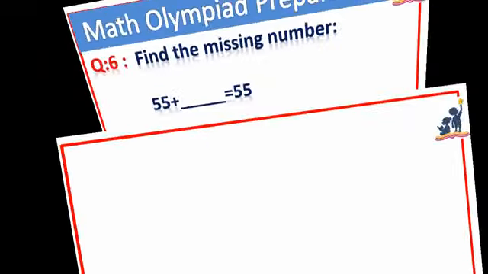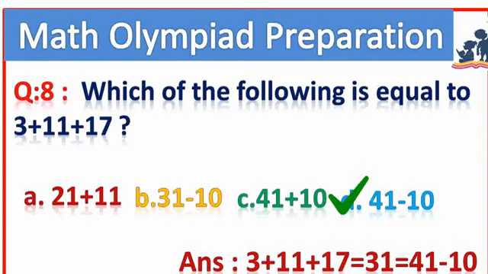Question number 8. Which of the following is equal to 3 plus 11 plus 17? Answer D is 41 minus 10. Yes, good. 3 plus 11 plus 17 is equal to 31 and 41 minus 10 is also 31. So, option D is correct.